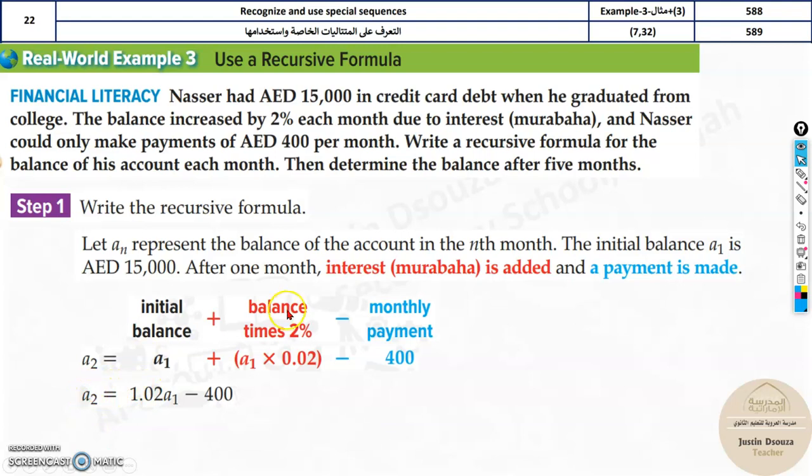A2 means after the first month. Don't think this is the second month. No, it is not the second month. It's after the first month because this is the initial value. Now, if you write a recursive formula, imagine this is the nth month, An. This would be n minus 1. You need to know the one before. So this is the recursive formula: An equals 1.02 An minus 1, minus 400.